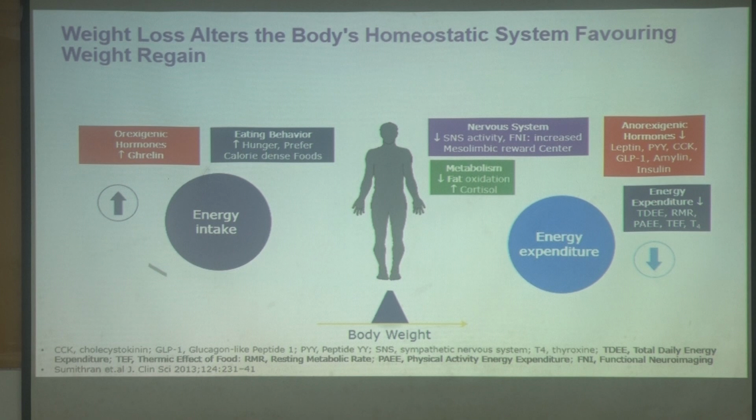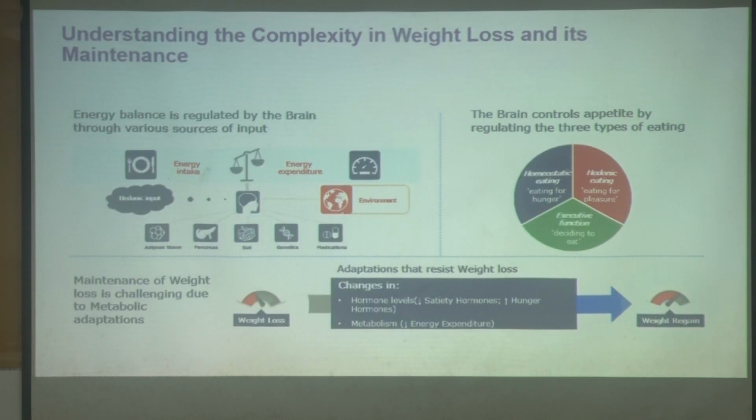There is a change with reference to orexigenic stimulus. Next, we have the eating disorder. Next are changes with reference to nervous system activation, metabolism, energy expenditure, and anorexigenic signals. So there is an imbalance between energy intake and energy expenditure. Understanding the complexity of weight loss and its maintenance.